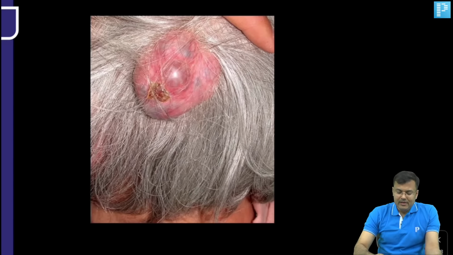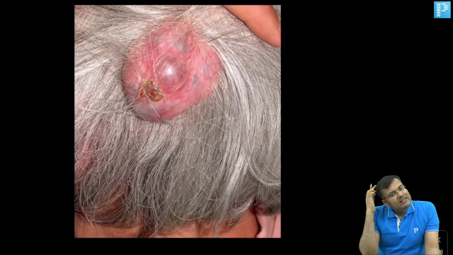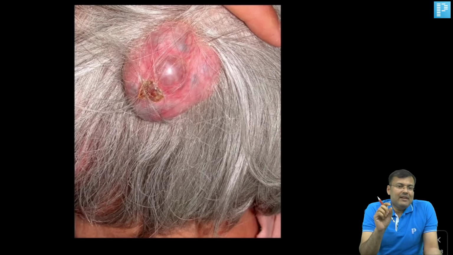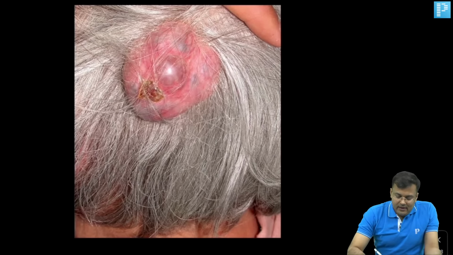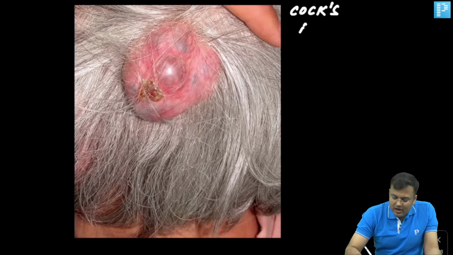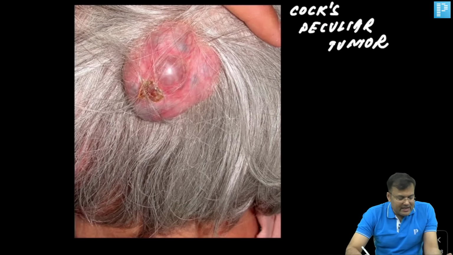Next, tell me what's the name of this condition? In the scalp, this patient is having a tumor-like condition. Can you see? This is a tumor-like condition known as Cock's peculiar tumor. What is this Cock's peculiar tumor? Can you tell me guys what is this?